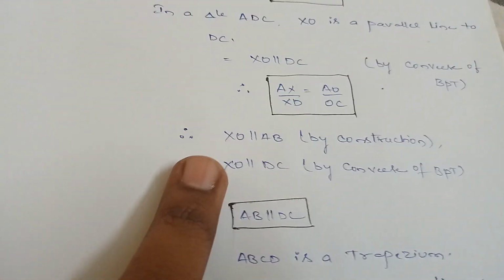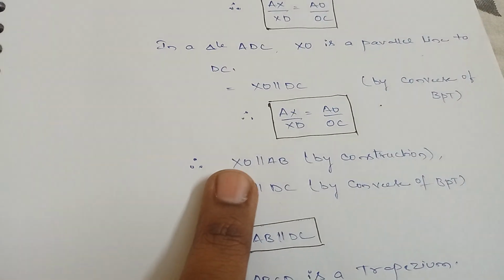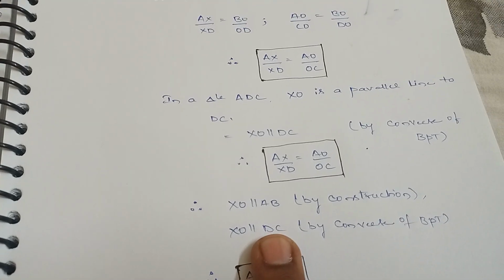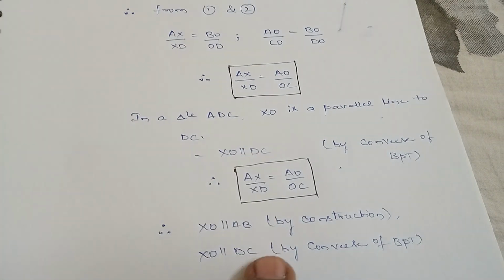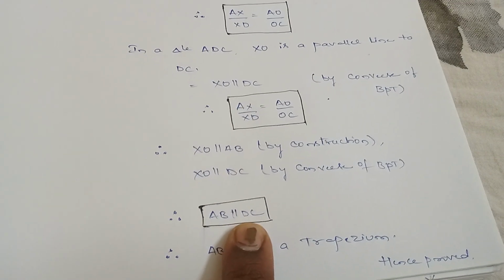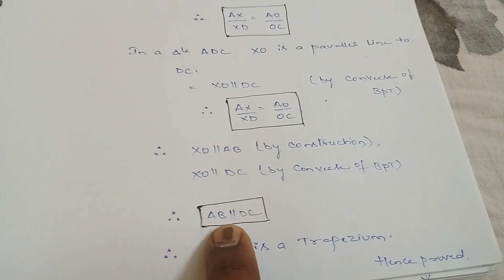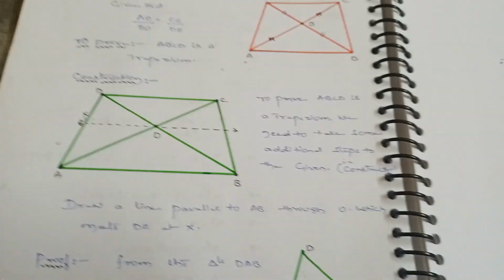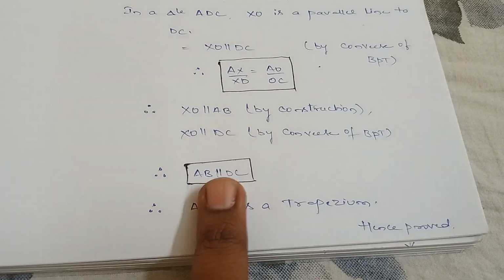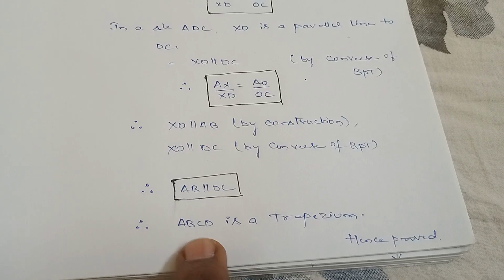Now we got in the starting that XO is parallel to AB by construction. Now XO is parallel to DC. So from these two statements, AB is parallel to DC. AB parallel to DC is nothing but a trapezium. In a trapezium all sides are different except that opposite sides are parallel. They are not the same length but they are parallel. Therefore AB is parallel to DC. Therefore ABCD is a trapezium.